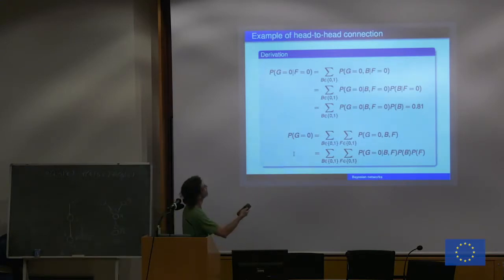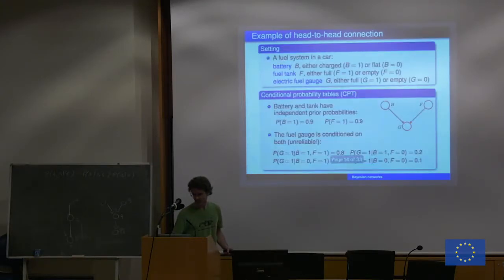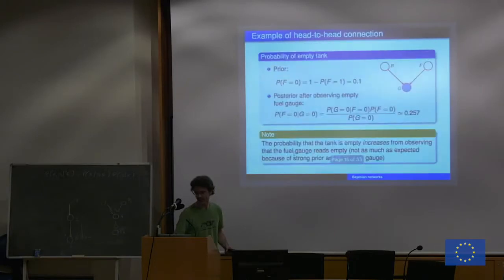And now here you are done because this one is in your table, G given B and F, for each possible value of B. For instance, if B is 0, G1 given B0 F0 is 0.1, so G0 given B0 and F0 is 0.9, 1 minus this. And you can replace it.